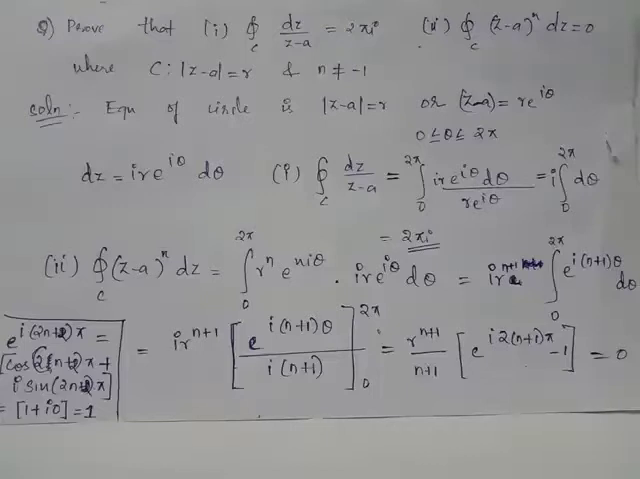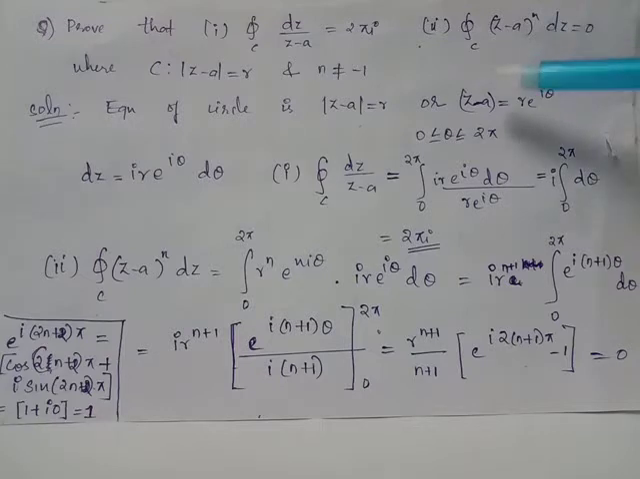The integral over C of dz upon z minus a equals 2 pi i, and the integral over C of (z minus a) the whole raised to n dz equals 0, where C is the circle modulus z minus a equals r, and n is not equal to minus 1. From the equation of the circle, modulus of z minus a equals r, we have z minus a equals r e raised to i theta, where theta ranges from 0 to 2 pi.